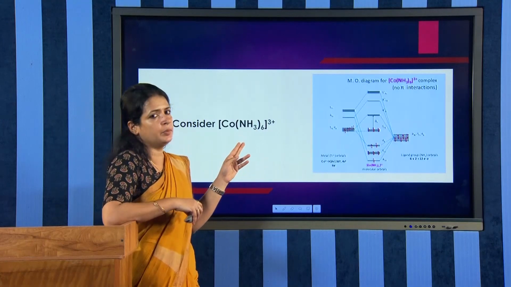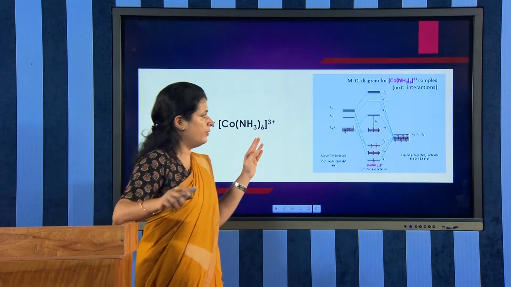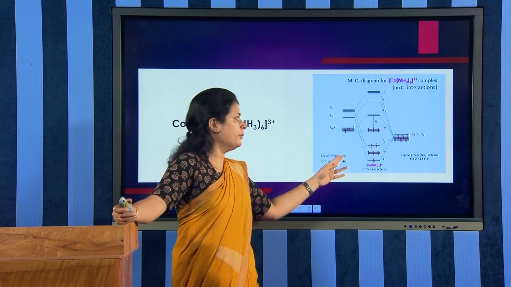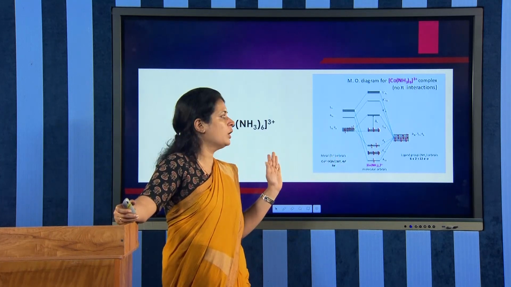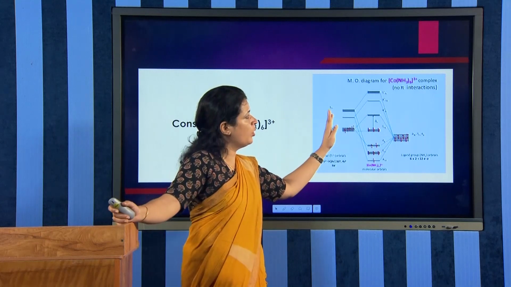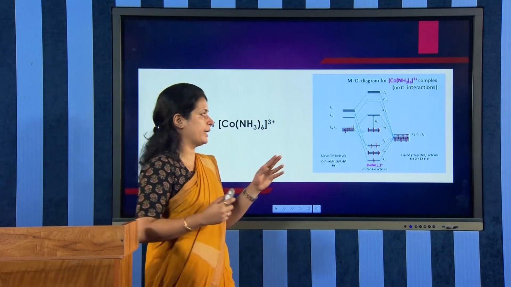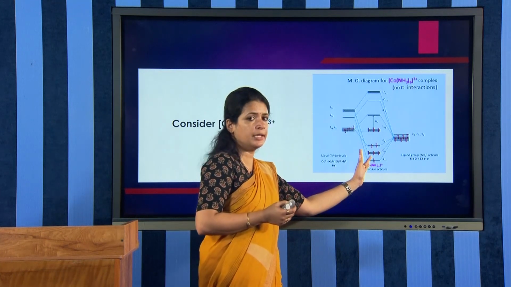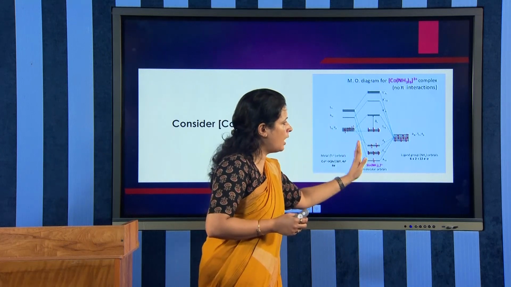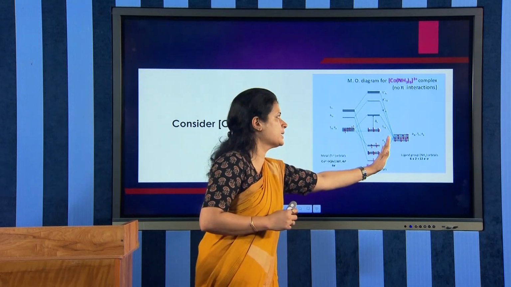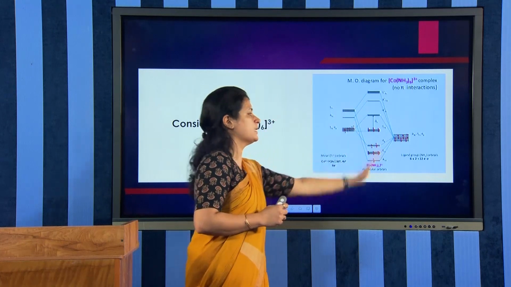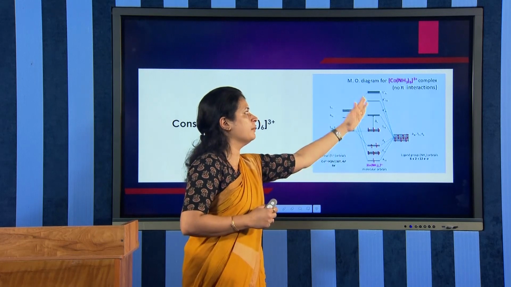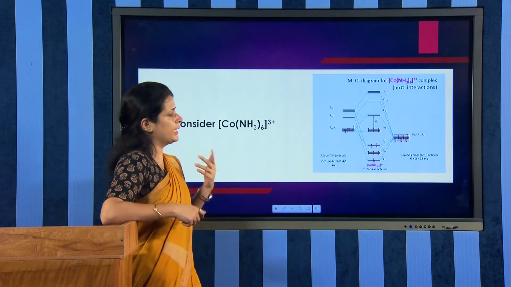Another thing that should be kept in mind is that in the formation of bonding and antibonding molecular orbitals, the bonding molecular orbitals have more ligand character and the antibonding molecular orbitals have more metal character. That is why it is drawn in a slanting position, because these orbitals are more to the ligand side and these orbitals are more to the metal side. So, bonding orbitals have more ligand character and antibonding have more metal character. That is the way.